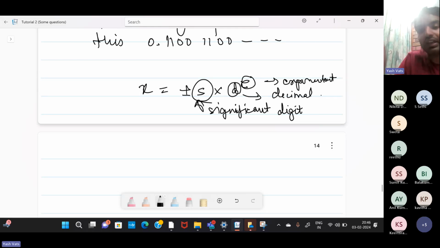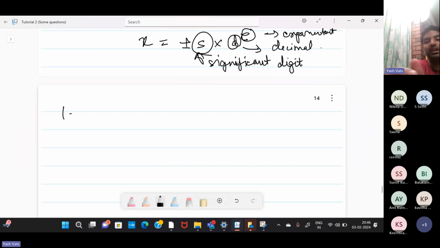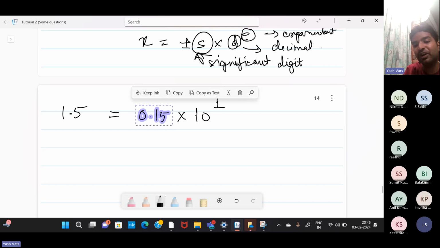So how do you write a number like this? If it is 1.5, how can I write it like this? I just write 0.15 into 10 to the power 1. So this number can be written in this way. And we know the binary representation of 0.15, right? Is it?